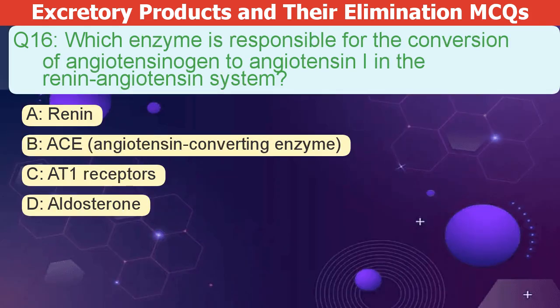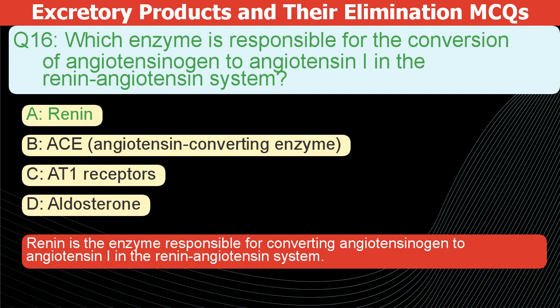Which enzyme converts angiotensinogen to angiotensin I in the renin-angiotensin system? A. Renin. B. ACE, or angiotensin converting enzyme. C. AT1 receptors. D. Aldosterone. The correct answer is A. Renin is the enzyme responsible for converting angiotensinogen to angiotensin I in the renin-angiotensin system.